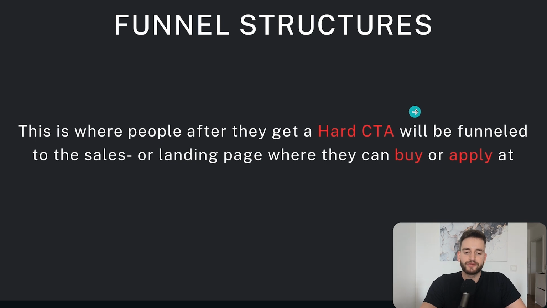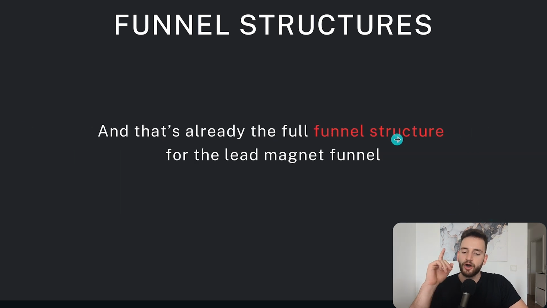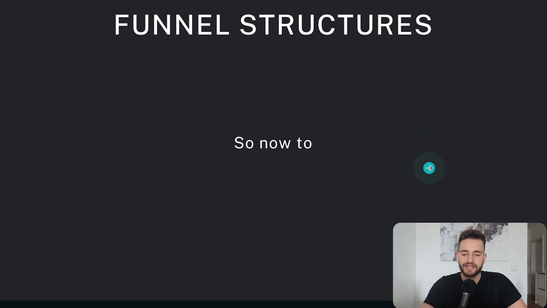This is where people, after they get a hard CTA, will be funneled to the sales or landing page where they can buy or apply. So the last email of the welcome sequence will be a hard CTA, of course, where they get funneled to the next step, where they can ultimately buy or apply for the high ticket mentorship of some sort. And that's already the full funnel structure for the lead magnet funnel. Of course, if it's the application kind of funnel, there will be a setter and closer in the back end, but that's not worth understanding for now. So let's get right into the next funnel, guys.